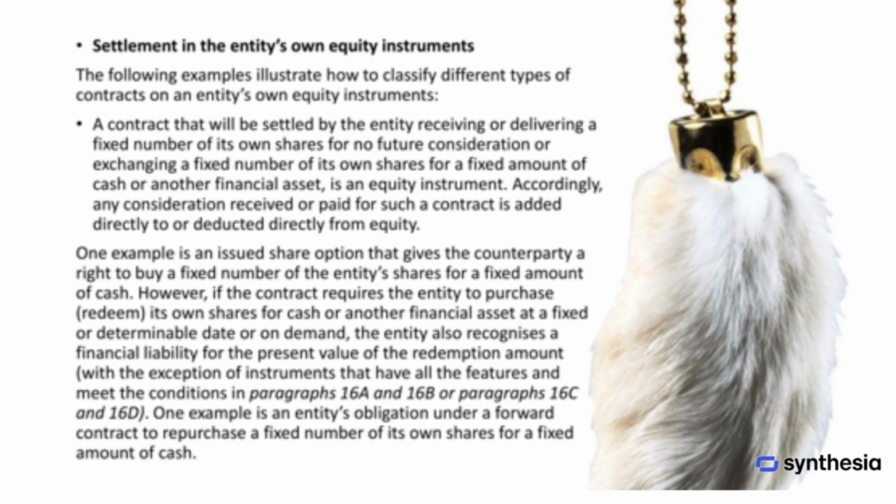However, if the contract requires the entity to purchase or redeem its own shares for cash or another financial asset at a fixed or determinable date or on demand, the entity must also recognize a financial liability for the present value of the redemption amount. An exception applies to instruments that meet all the features and conditions described in paragraphs 16A and 16B or in paragraphs 16C and 16D. One example of a financial liability in this context is an entity's obligation under a forward contract to repurchase a fixed number of its own shares for a fixed amount of cash.